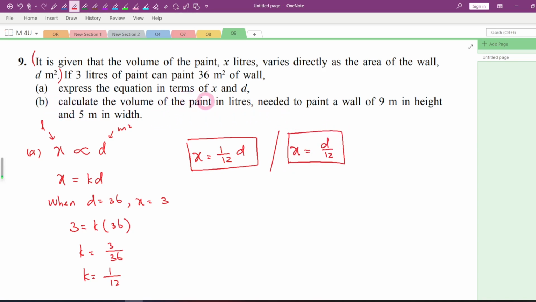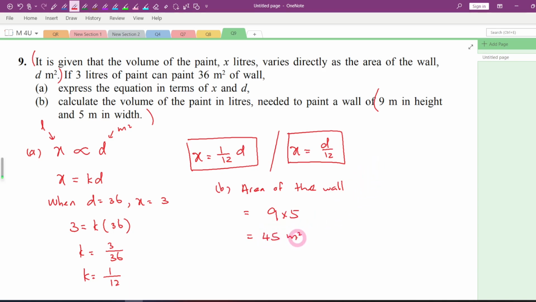Now, let's go to part B. Calculate the volume of the paint in liters needed to paint a wall of 9 meters in height and 5 meters in width. You will notice that the area of the wall is not directly given by the question, right? But the question tells us the width and the height. By using these two pieces of information, we actually can find the area of the wall ourselves, right? Area of the wall, 9 times 5, so it will be 45.